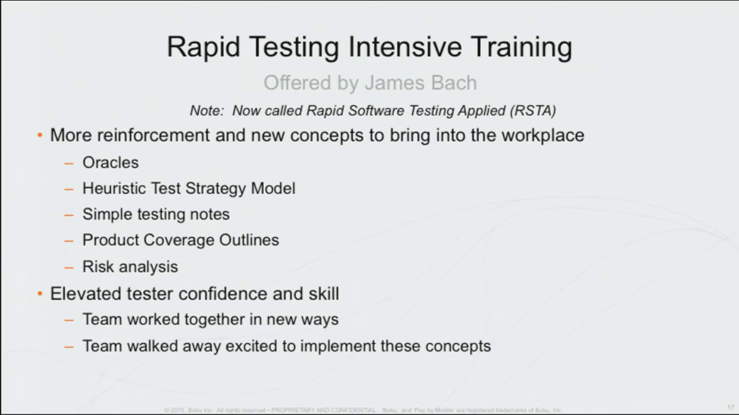So we talked about oracles, how we know if there's a problem. We talked about heuristics, in particular his test strategy model. And he also introduced us to some new concepts that I had never seen before. How to write simple testing notes while you're doing your testing. How do you keep track of what you've done, what you've observed? You don't go write a bug report the minute you see a bug. You might want to follow a little bit deeper and see what you get before you start writing your bugs.